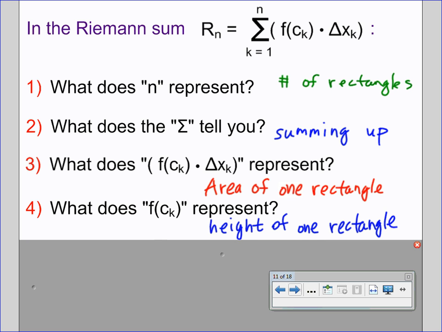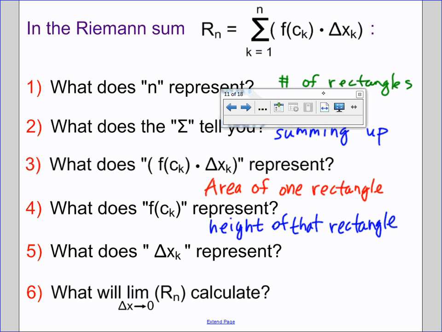Since it says area of one rectangle, I'm going to go ahead and do the height of that rectangle versus the width of that rectangle. The delta x sub k is going to be the width of that rectangle. And the limit then is as delta x shrinks towards 0. Delta x in this problem represents the width of each rectangle.